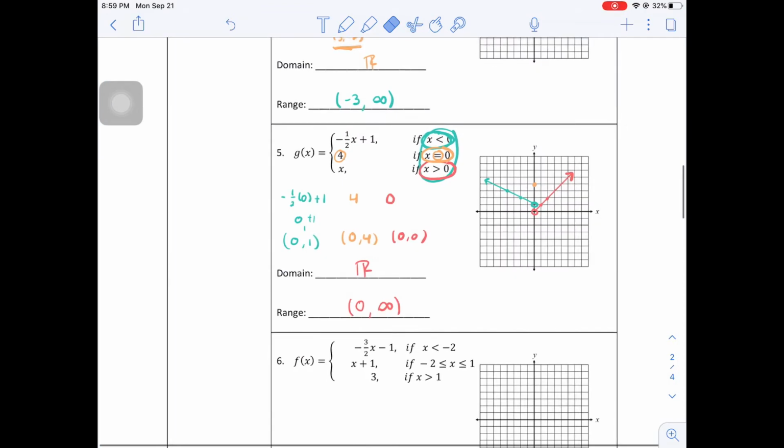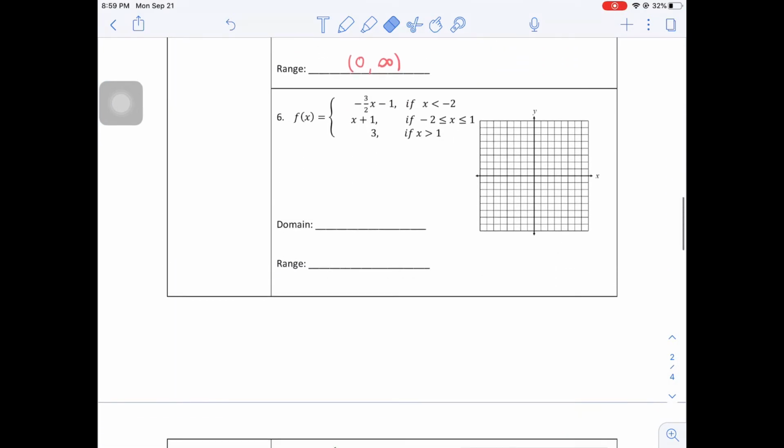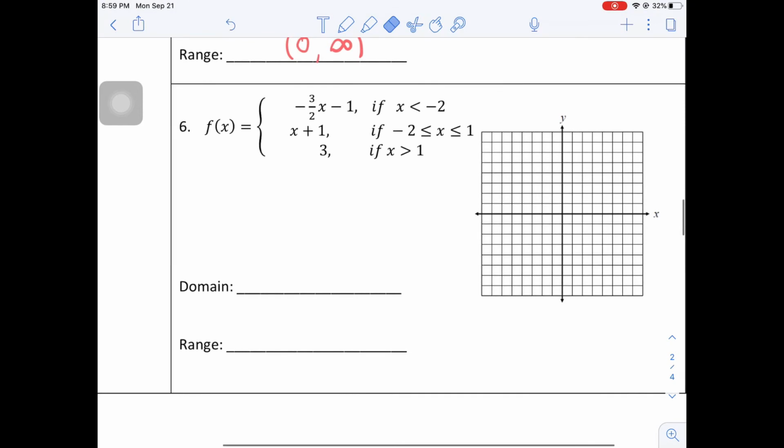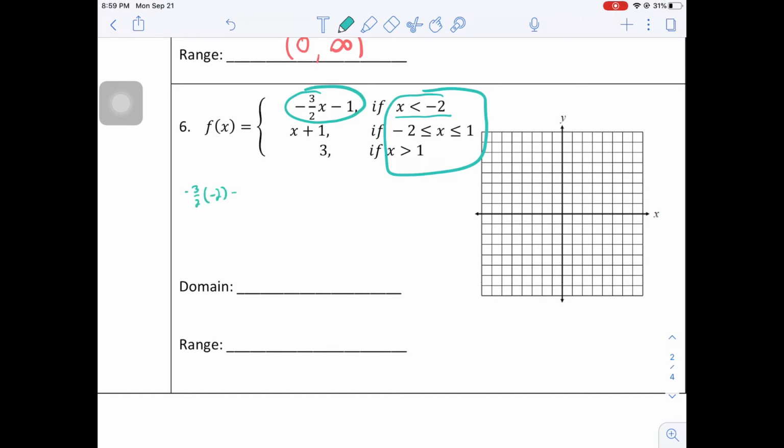All right, so let's do one more. Graphing one anyway. Number 6. Number 6, again, we plug in all of the boundary points. So this first one is at -2. So we're going to plug -2 into this equation. So -3/2 times -2 minus 1. Let's just solve this through and get this point. So the 2's cancel. -3 times -1 is +3 minus 1. So that gives us 2. So then the point that we have is -2, 2.